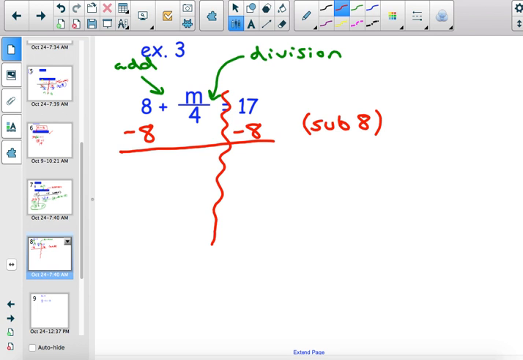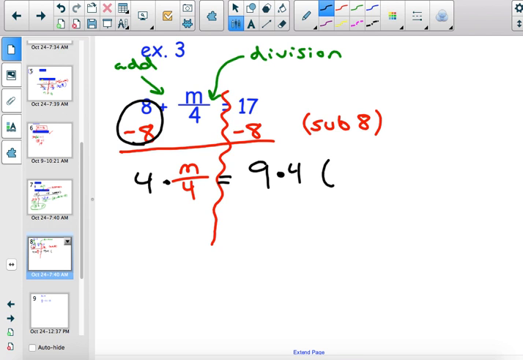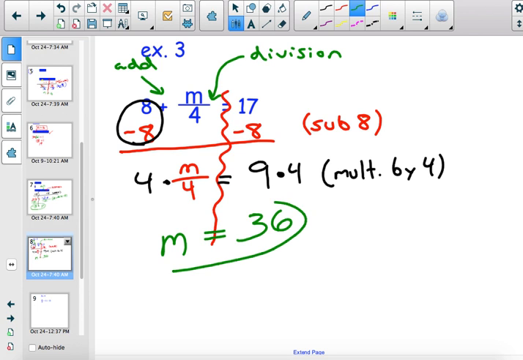What are you left with? You're left with m over 4. Do you guys like this zero out when I do that? Zero's out. Equals 17 minus 8, which is going to equal 9. Now we have to unpack the divide by 4. The opposite of divide by 4 is times by 4 on both sides, or multiply by 4. Then you're going to be left with m equals 36.